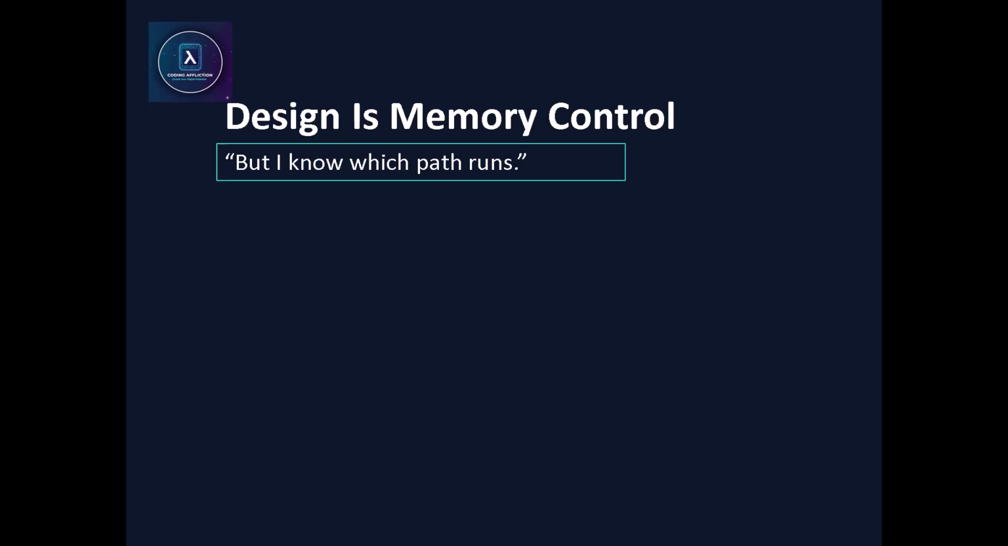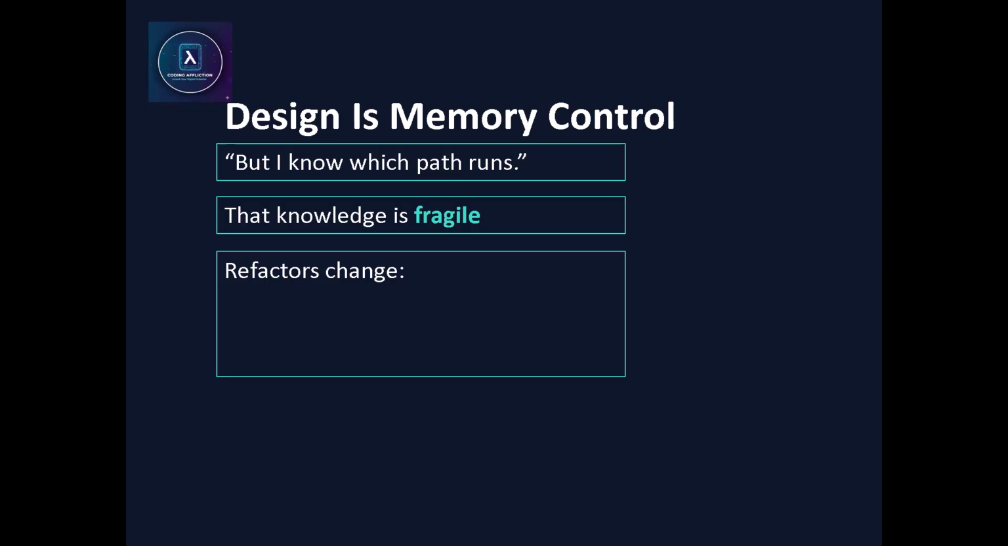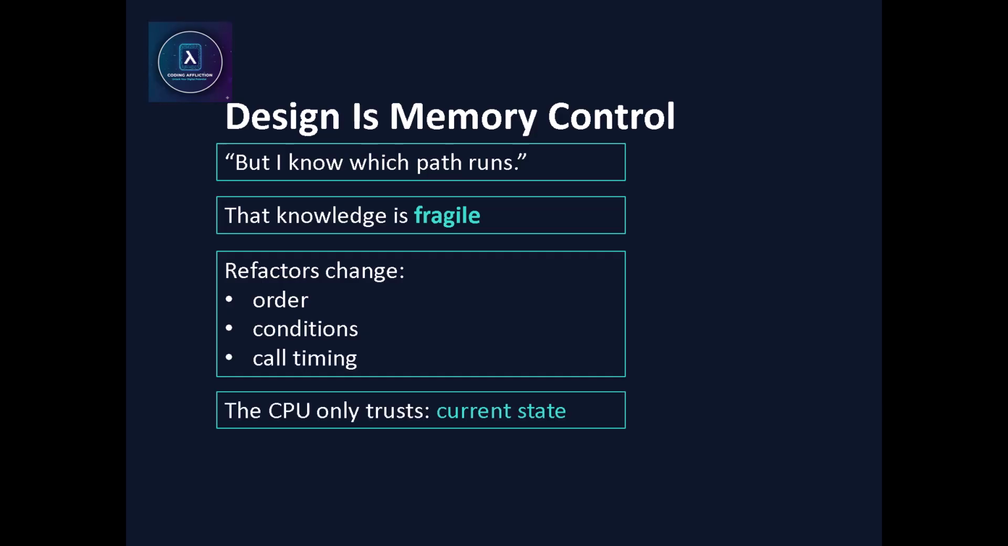This is the most common objection. "I know which path runs." Sure, today. But your confidence is tied to the current shape of the code. Refactors change order. Someone extracts a function. A condition moves. A call happens earlier. And suddenly, your "I know" becomes a bug report. The CPU never had that certainty. It never cared about your reasoning. It only executes whatever state exists at the moment a line runs. So if correctness depends on remembering which path ran, the design is brittle. State-based reasoning survives change. Path-based reasoning breaks the moment the code evolves.